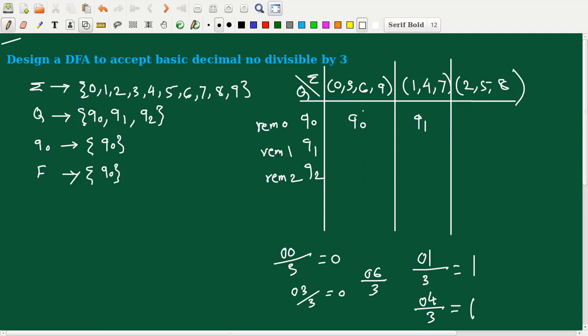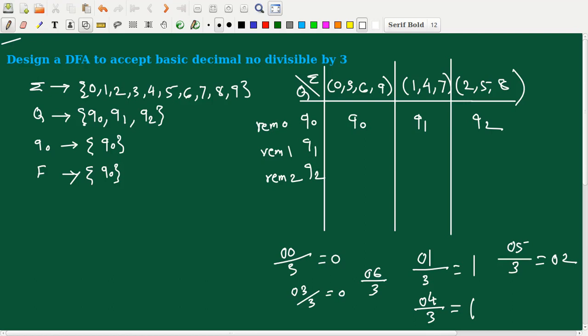Then next I'll provide the input set 2, 5, 8. Q0 is already 0, and if I provide an input out of that set, suppose I provide a 5, then dividing by 3 will give a remainder 2. So the state for remainder 2 is Q2. This satisfies all these inputs, for 2 also, 8 also, and so on. Now I'll provide input to state Q1.